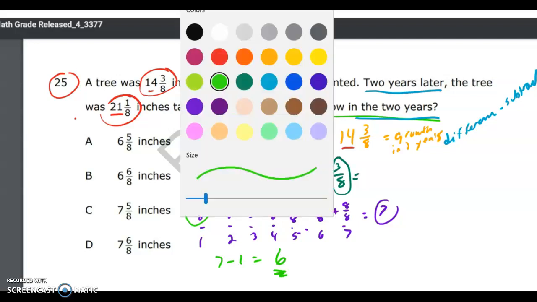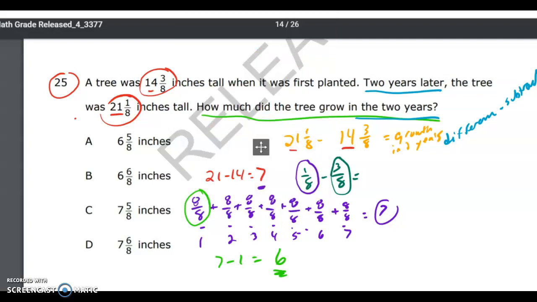And now our next step is going to be to take that one that we ungrouped, we took away, and let's add it to this 1/8 up here. Okay, so that gives us 9/8. Now this 9/8 is a bigger number than 3/8. So now we can officially subtract. So now we have 9/8 minus 3/8.